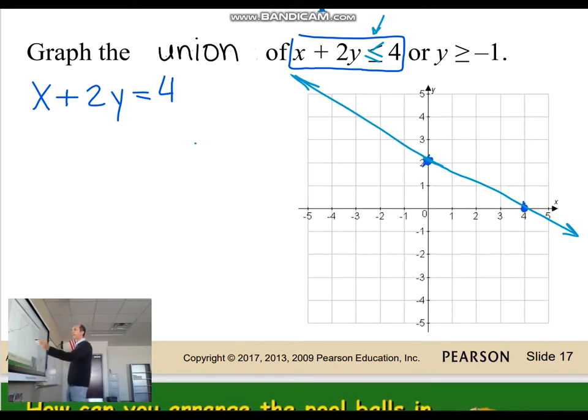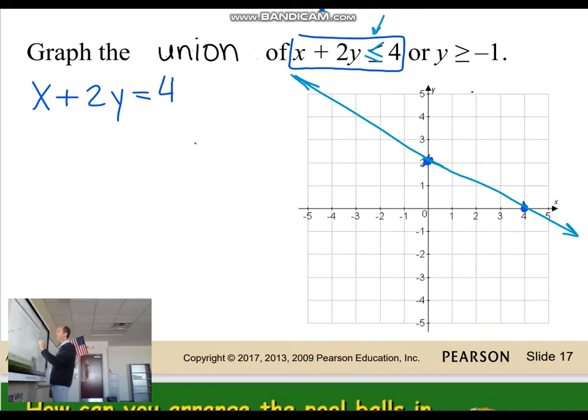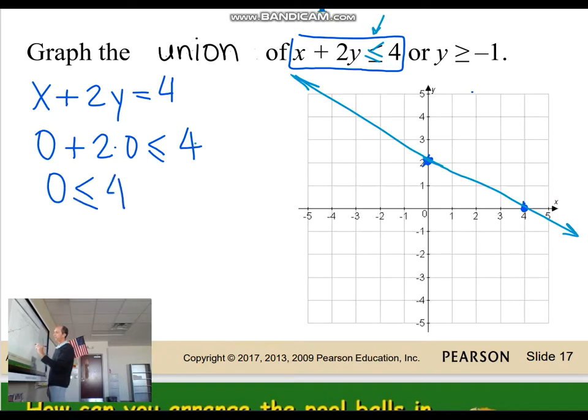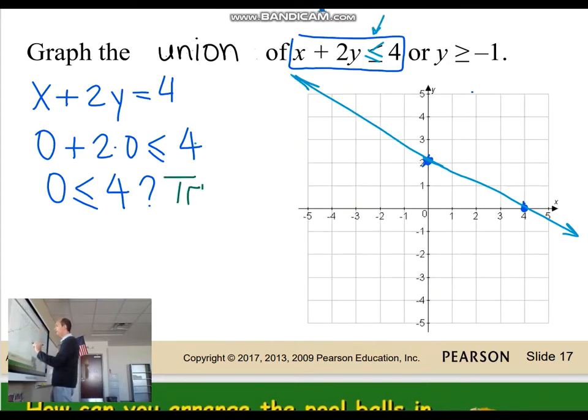Now apply the testing points. The testing point, x equals 0, y equals 0. 0 plus 2 times 0 is less than or equal to 4. Let's check if this is true or false. True or false? What do you think? Yes, this is true.